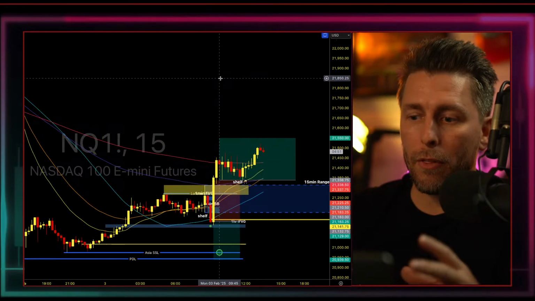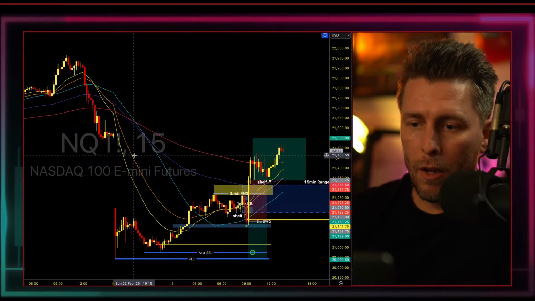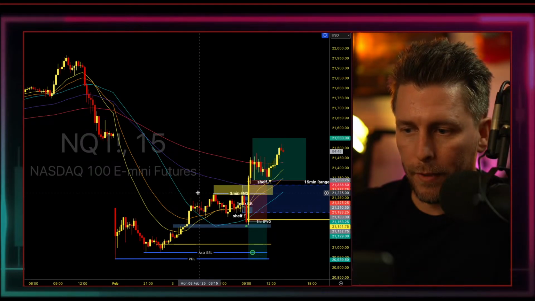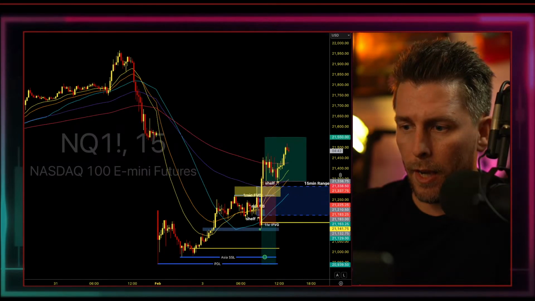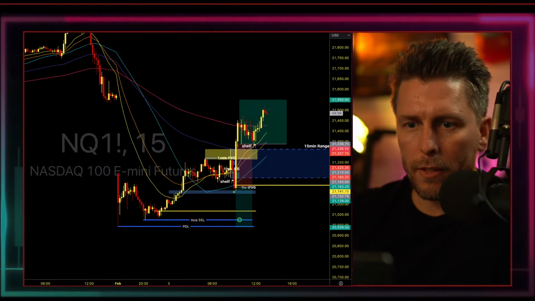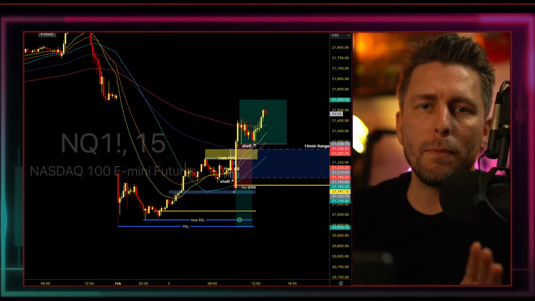So alligator mouth open, right? So that's what we want. See how all of these lines are spread out nicely, faking everyone into a downward move, including me, actually. The 200 moving average, we dip below that as well. That's on the 15-minute time frame.